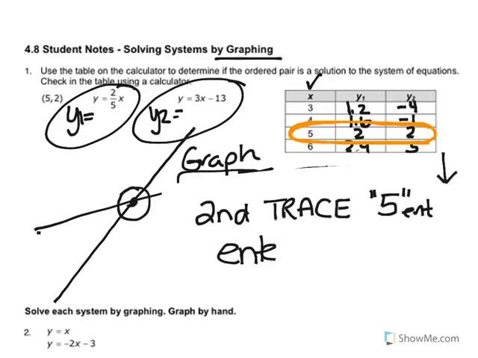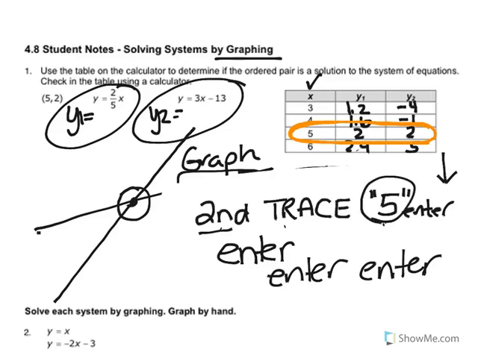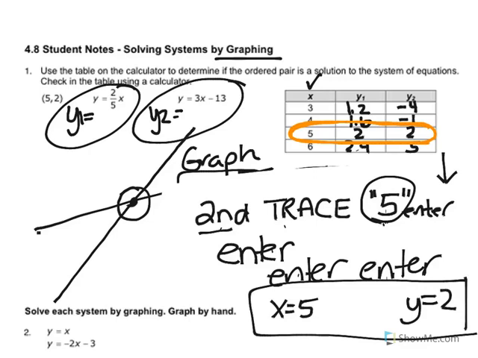Once you've picked number 5, either by punching the number 5 or hitting enter for number 5, you're going to have to hit enter 3 more times. Enter, enter, enter. I personally think it's easiest to just do second trace and then use the number 5 button on your calculator. So second trace 5, enter, enter, enter. And when you do that, you'll look down at the bottom and it's going to say x equals 5, and it's going to say y equals 2. And that's how you can get your solution.